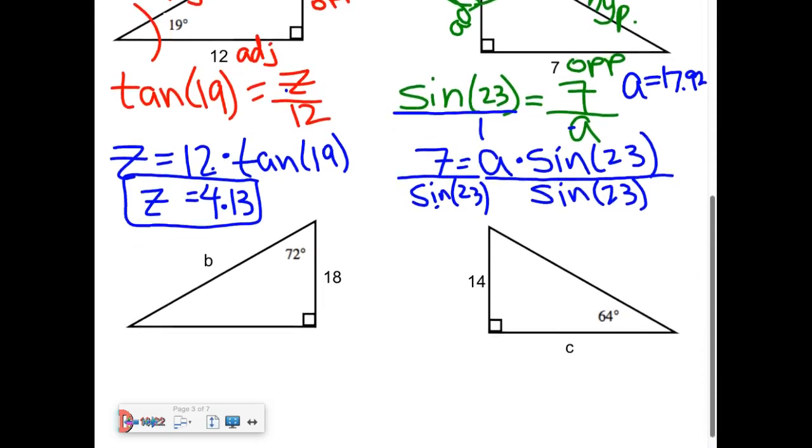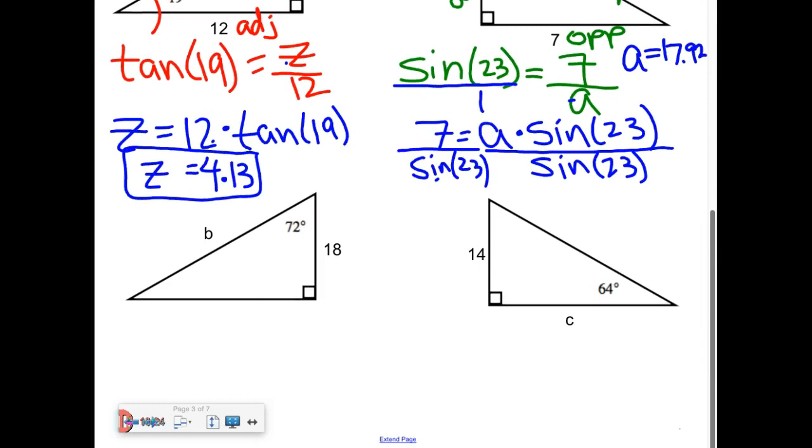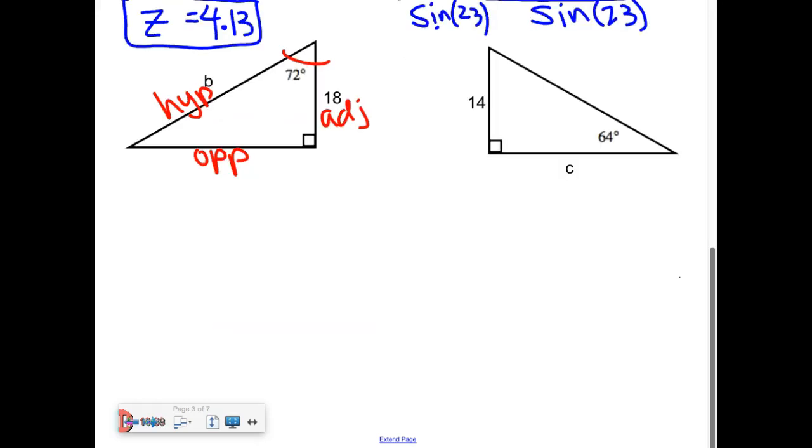All right, so this next one, my angle is up here this time. The side length right next to it is adjacent. This is always my hypotenuse, and I'm just going to write an opposite. Based off this, I know I should use cosine, so I'm going to say cosine 72. I know my adjacent. I don't know hypotenuse.